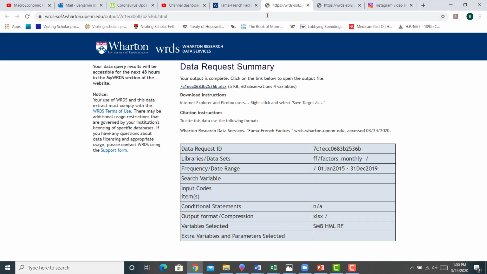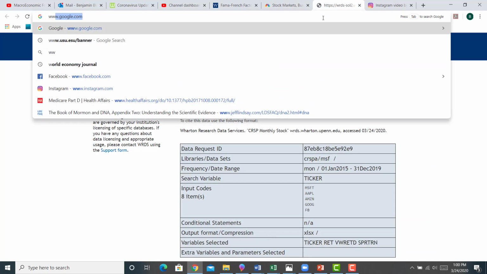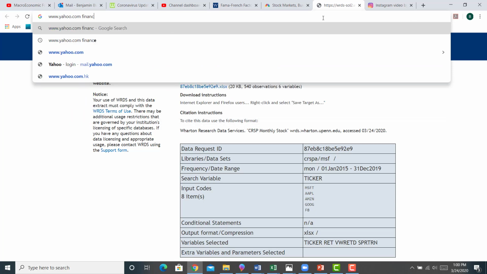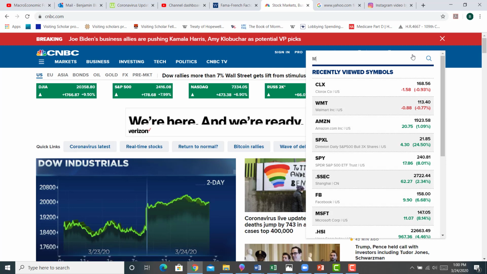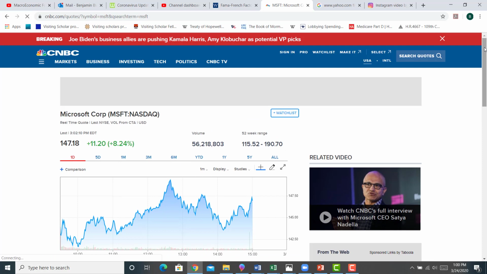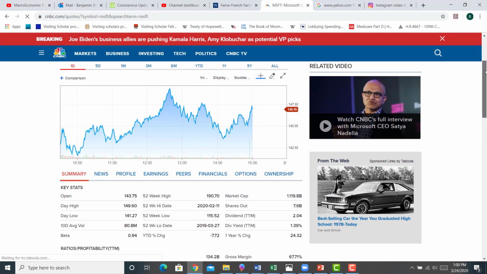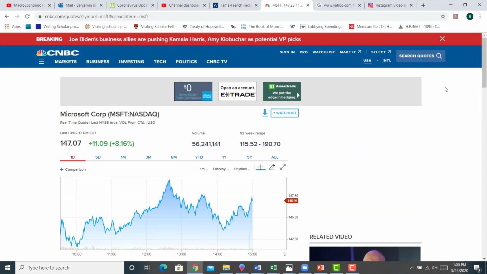Let's look at some stuff here. This will be useful. I'm going to go to CNBC. Let me also go to Yahoo Finance. If I pull in Microsoft and view some of the information on Microsoft, let's see how close we are to estimating the same beta that CNBC has. Look. CNBC estimates beta, and they say the beta for Microsoft is 0.94. So this is kind of interesting. Beta's 0.94, slightly less than the market.